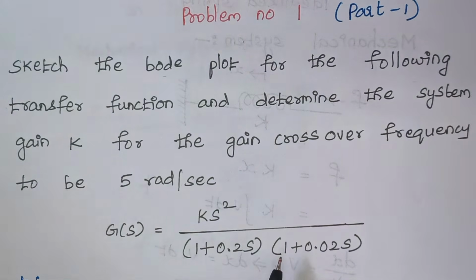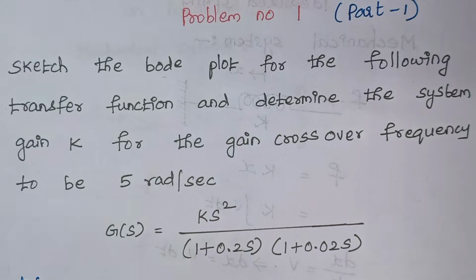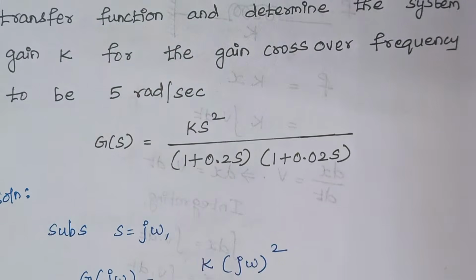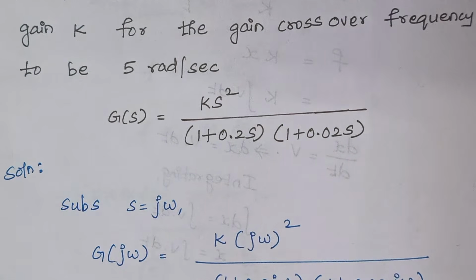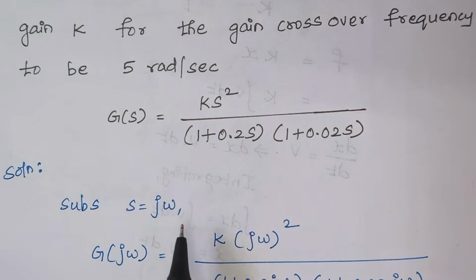So the first step is we are going to plot the Bode plot. As we all know, the Bode plot has two parts: one is the magnitude plot and the other is the phase plot. In this video, we are going to see how to draw the magnitude plot. The first step is to substitute the value of s as j omega, since this is a frequency response plot.